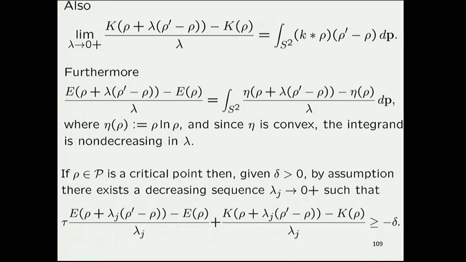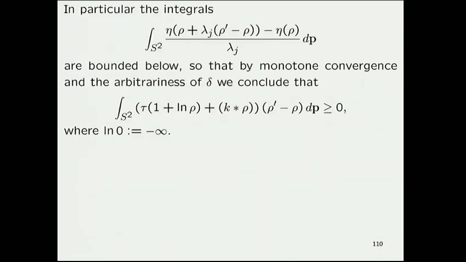In particular, that means that these integrals are bounded below. But these are decreasing, and so by monotone convergence, you can pass to the limit, and delta is arbitrary, and so when you pass to the limit, you get that this integral over S2 is bigger or equal to 0, and here we're saying that log of 0 is minus infinity, as it should be.